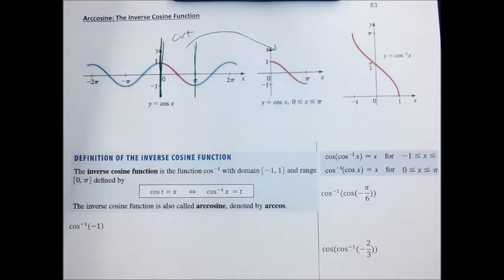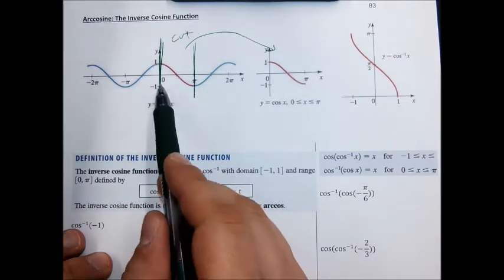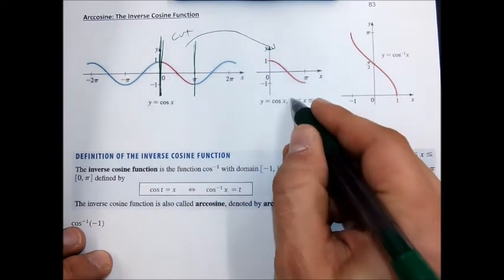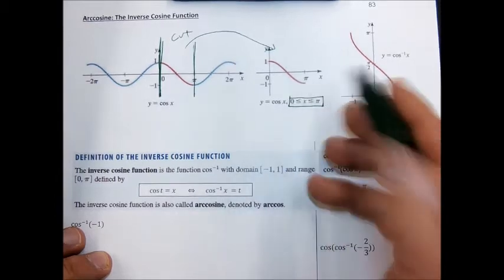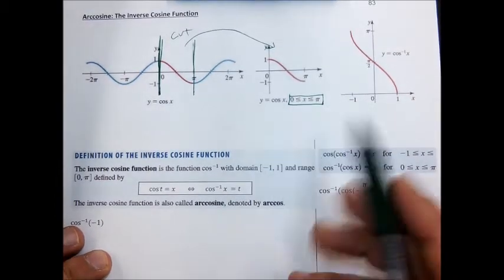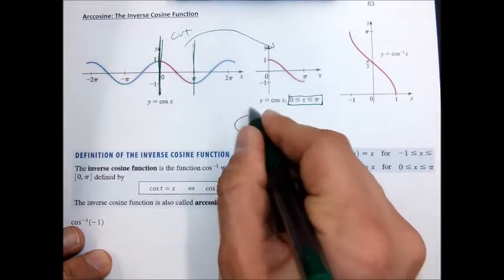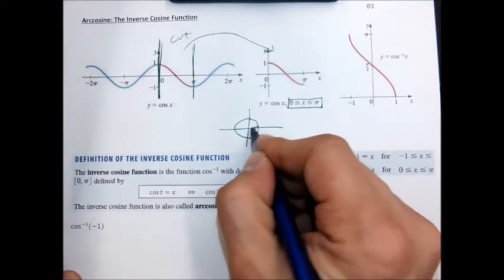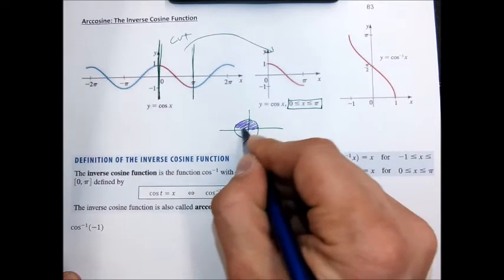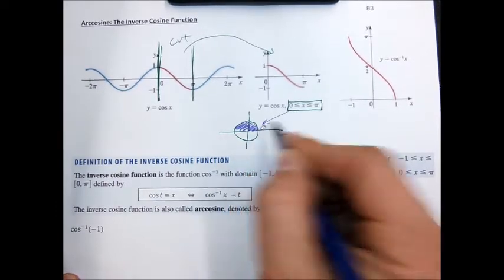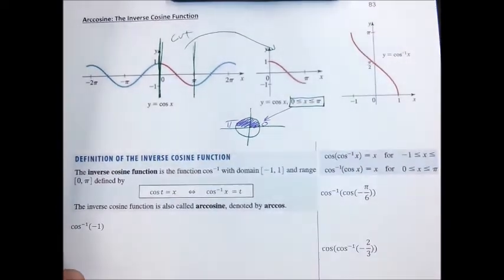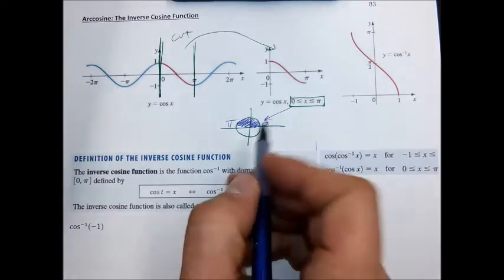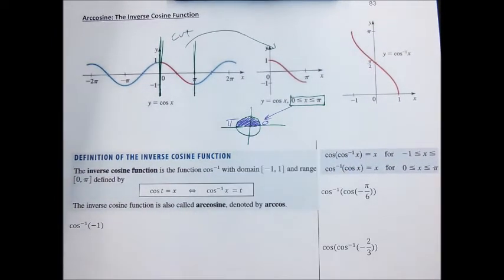But notice that, again, the interval is different, right? Instead of being from minus pi over 2 to pi over 2, our interval for cosine inverse is from 0 to pi. So now we're thinking about, on the unit circle, from 0 to pi, which is the top half of the unit circle. Right, so 0 is the start, pi is halfway around, and so we're talking about the top half of the unit circle when we talk about cosine inverse.